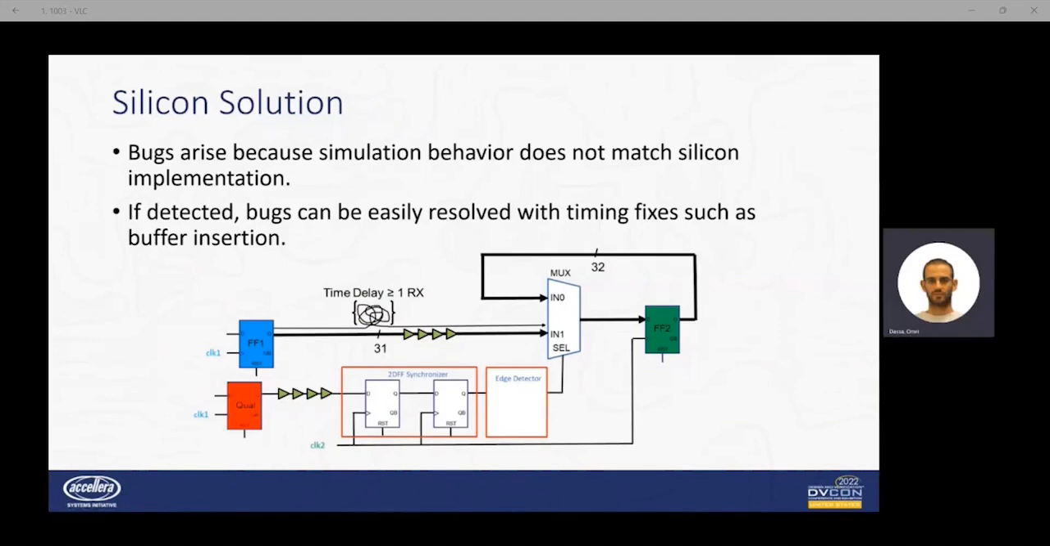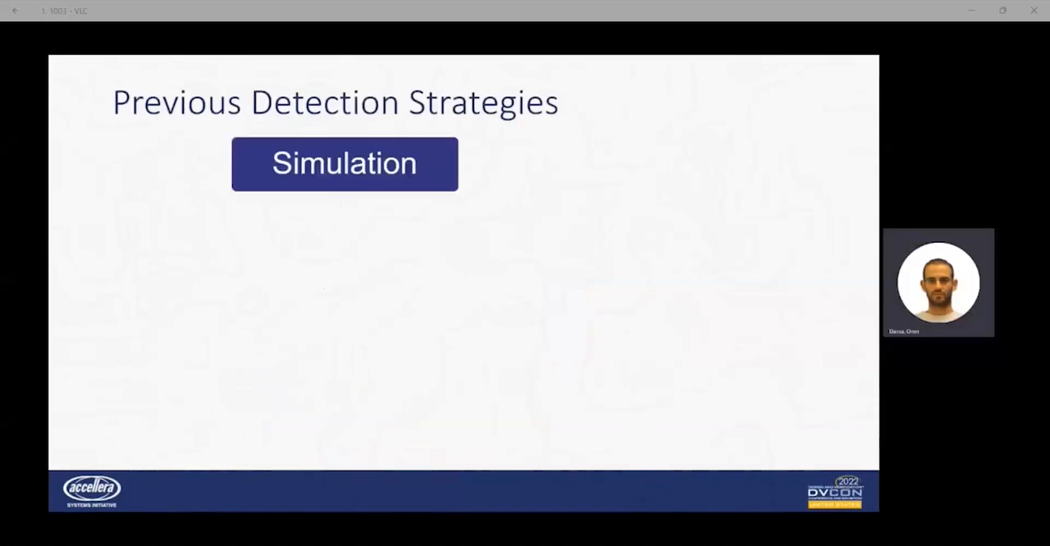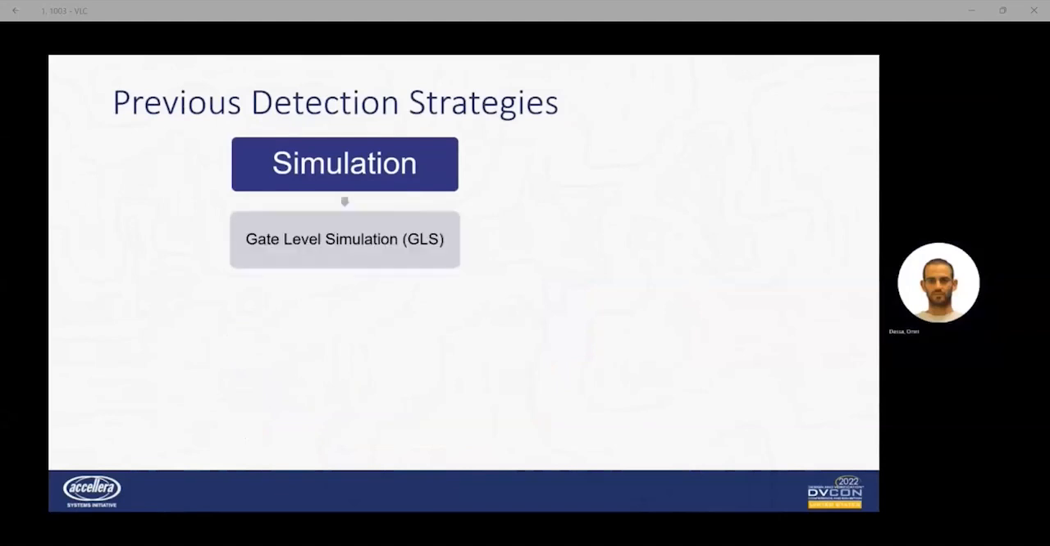So if we do detect those bugs, the solution is pretty simple. But the issue is that detection is not easy at all. The previous detection strategies that we had: first, by simulation. We can try to detect these bugs using a gate level simulation. A gate level simulation with timing constraints might show us that the signals didn't synchronize correctly, or we got some metastable value. We can detect this issue.